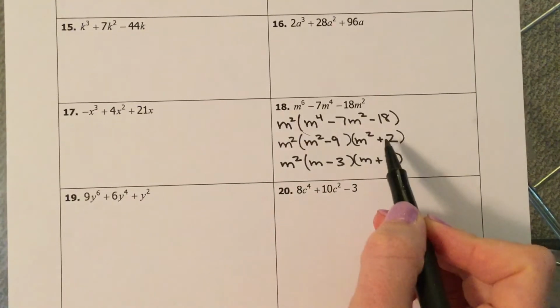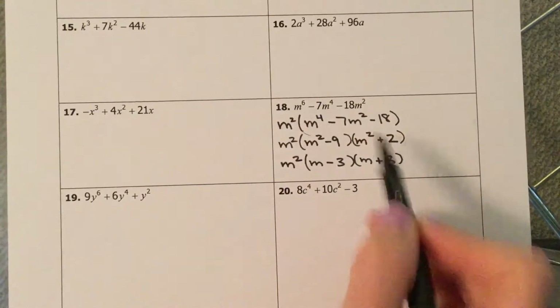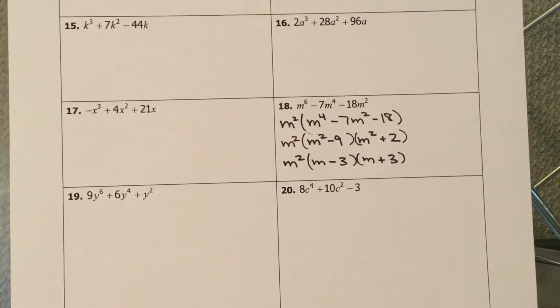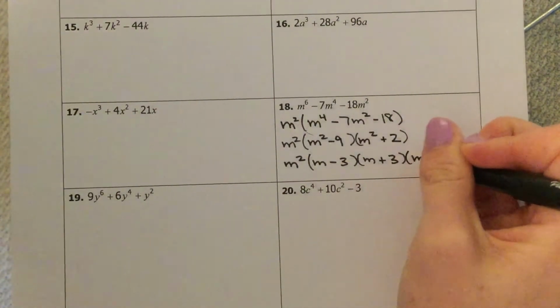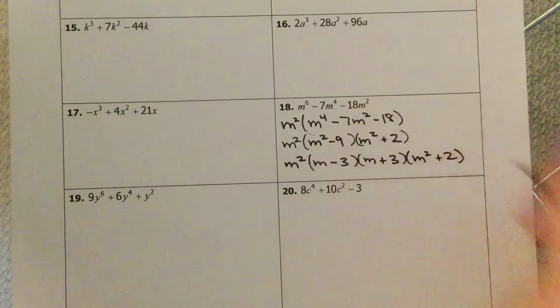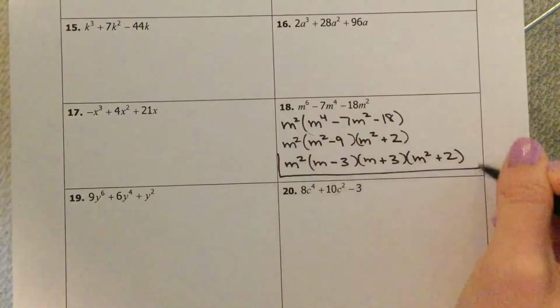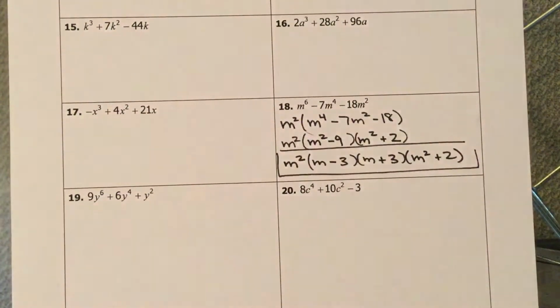Something very important to note is that you do not have a sum of 2 squares, and 2 is not even a square at all. So this one, the m squared plus 2, doesn't actually factor down any further. So this would be completely factored for number 18.